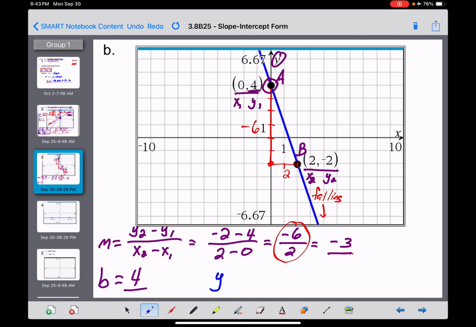So this is going to be y equals m, our slope is -3, multiplied by x, and then plus your y-intercept, which in this case is 4. So that is our answer for example B.